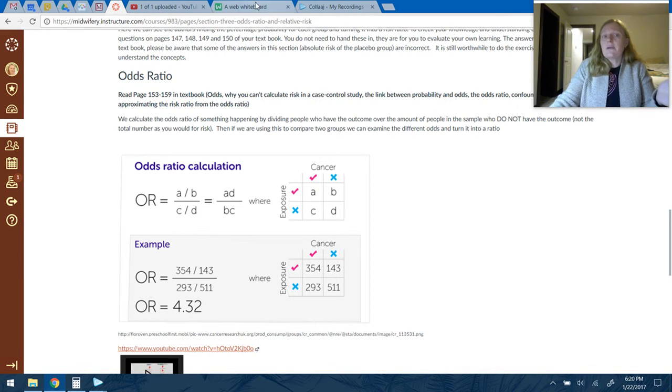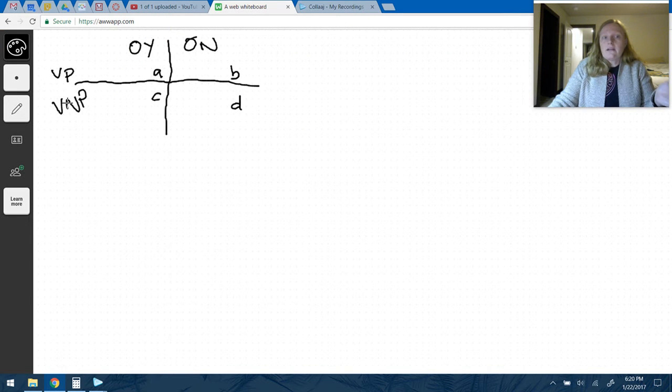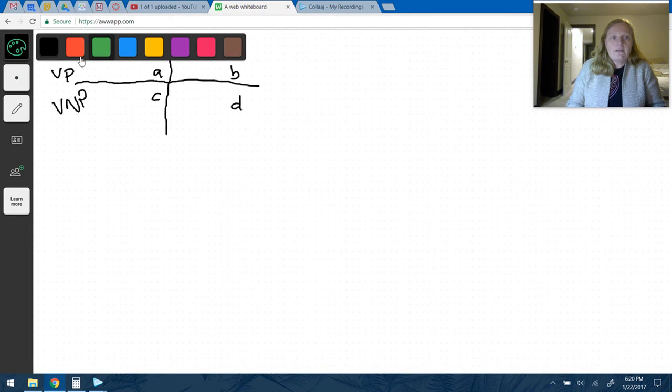So let's go ahead and do one here. I've just written the box up here. This is the same box we used before when we were looking at risk ratio: variable present, variable not present, outcome yes, outcome no, and I've just labeled the boxes A, B, C, D. So let's say I tried again to invent another birth control method, and this time I got some different results, but we still know the same results from last time, right? Variable not present. So let's go ahead and fill them in.